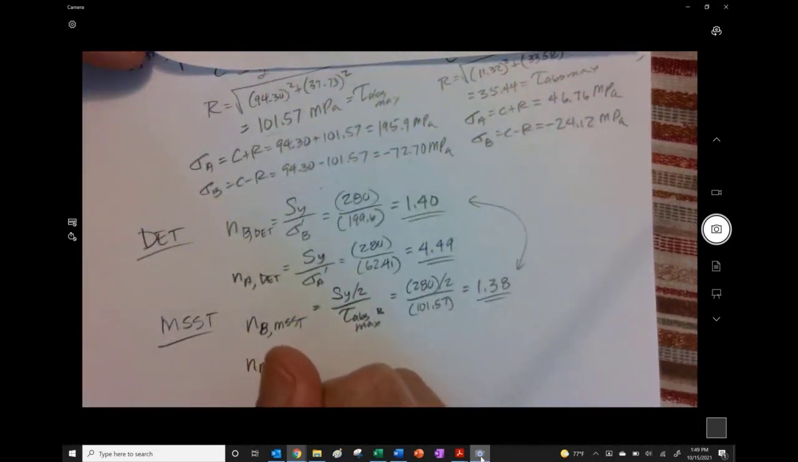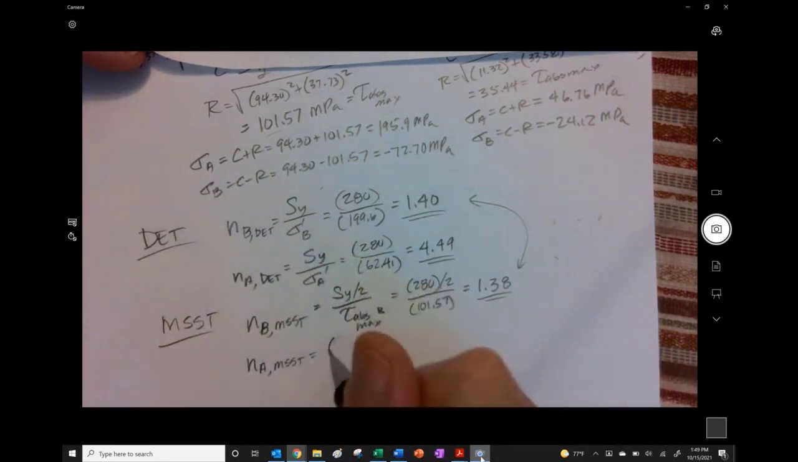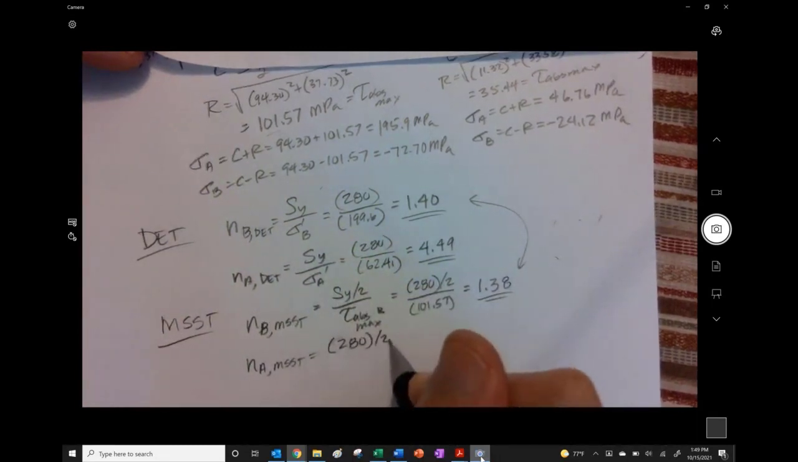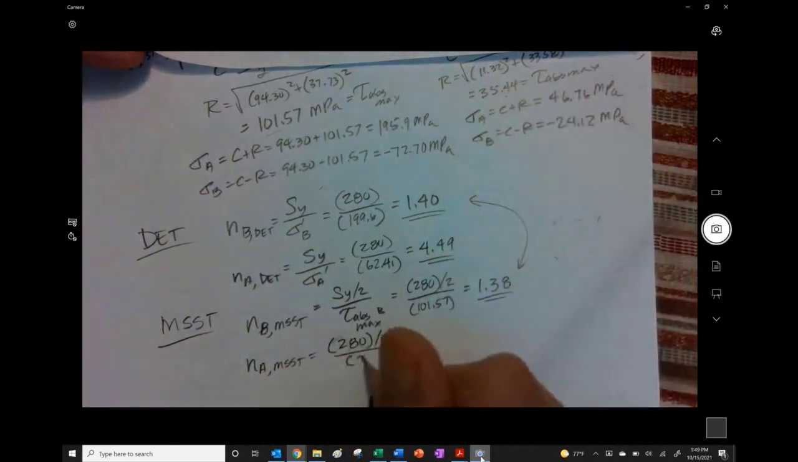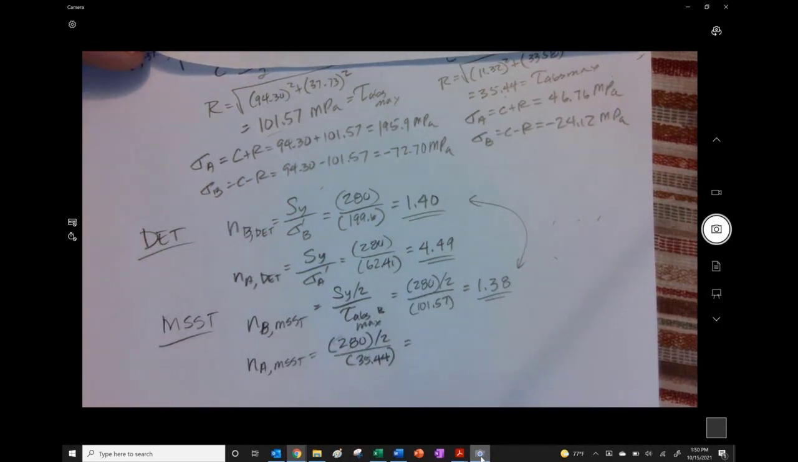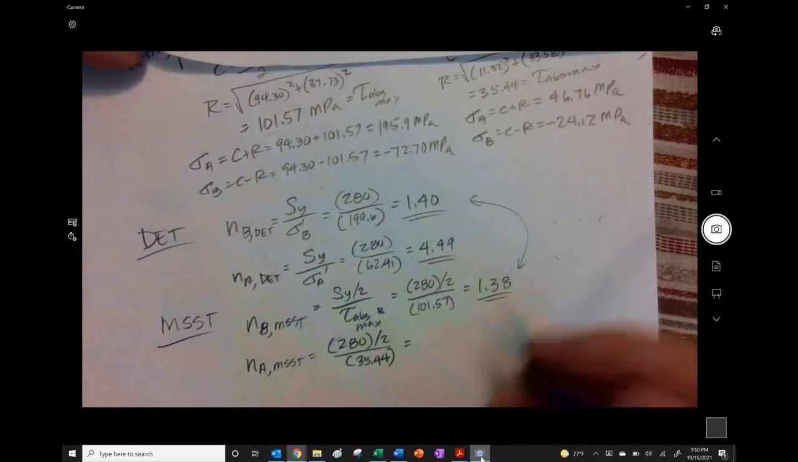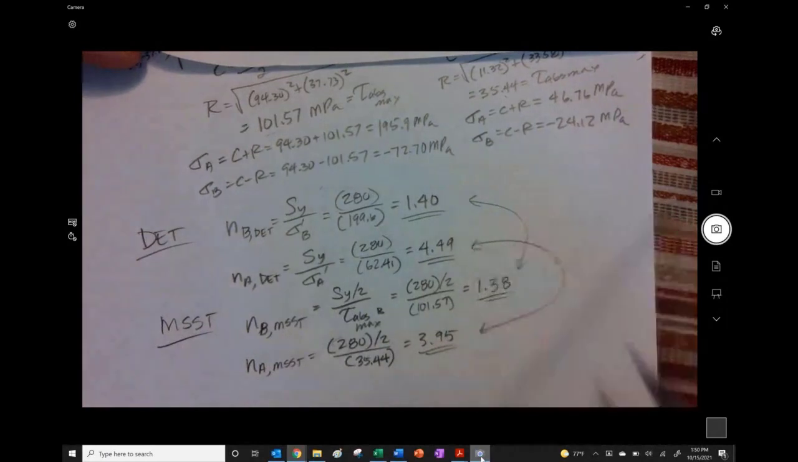And then for A, I don't need to write that out. You get the idea. 280 divided by 2 divided by our 35.44. Is that right? Yeah. 280 divided by 2 and 35.44 divided. All right, so we get 3.95. And we can compare those guys together. We can see, yeah, okay, this is more conservative.